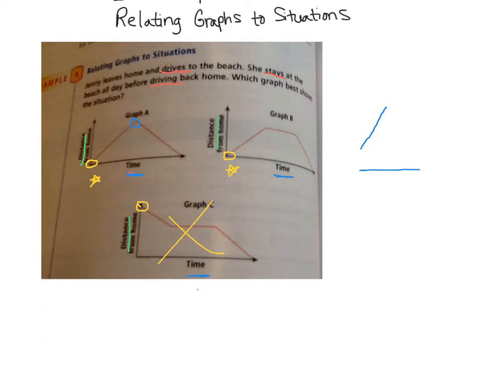Graph B, though, shows that she drove to the beach and she spent some time on the road, and her distance from home got further and further. But then it flatlines and says she spent some time at the beach, but while she was at the beach, she didn't get any further from home. And then she drove back home. So as she drives back home, she's going to get closer to home, so it's going to be a downward line. We're going back down till we get back to 0, which is her home. So graph B is our answer if we were going to say which graph showed the situation.